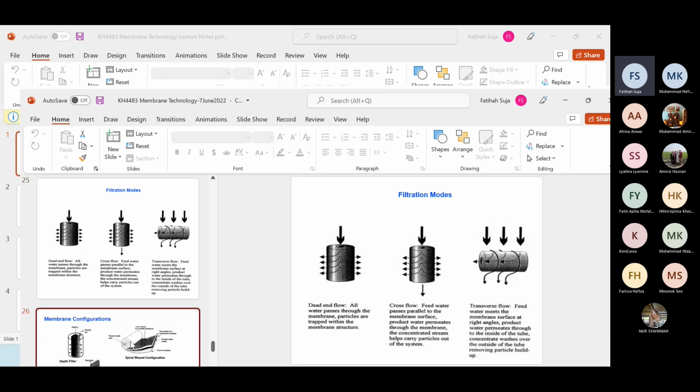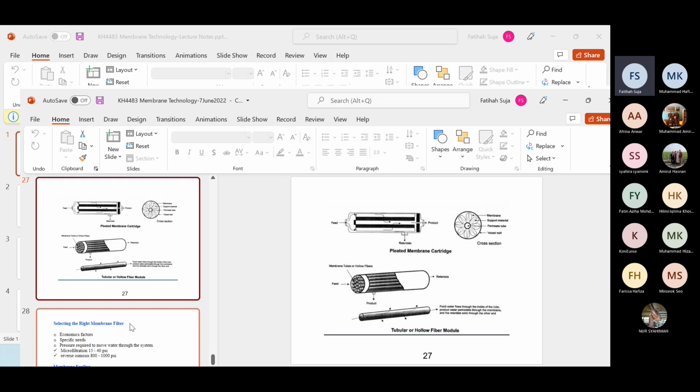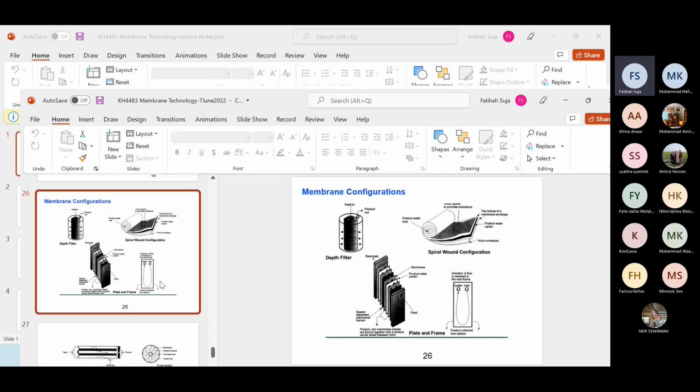Okay, these are the membrane configurations. This is depth filter. You have spiral wound configuration, this is how it looks. And this is plate and frame configuration. And then you also have pleated membrane cartridge, and you have tubular or hollow fiber module. So this is the common one being used, tubular or hollow fiber module. But you can have a different configuration.